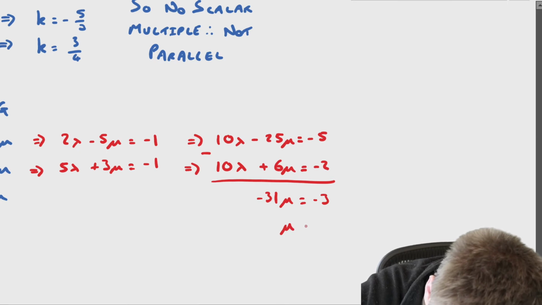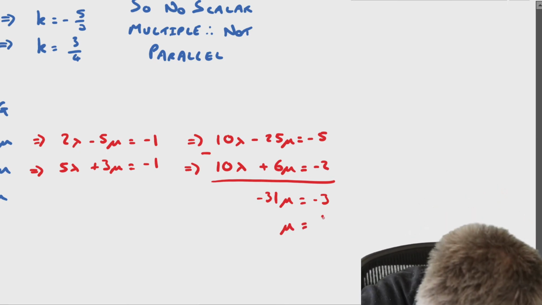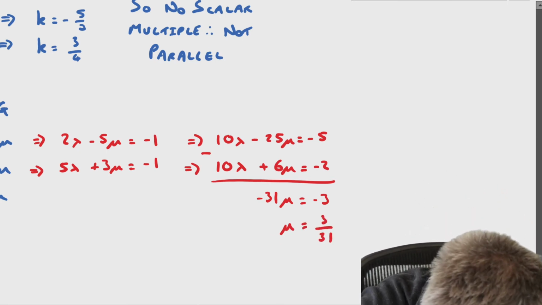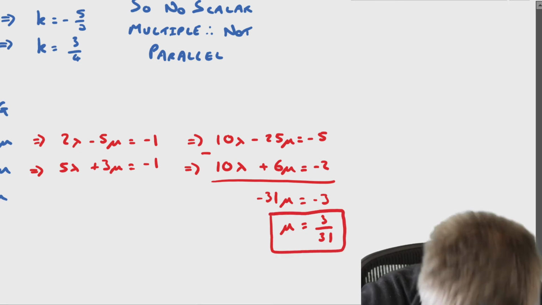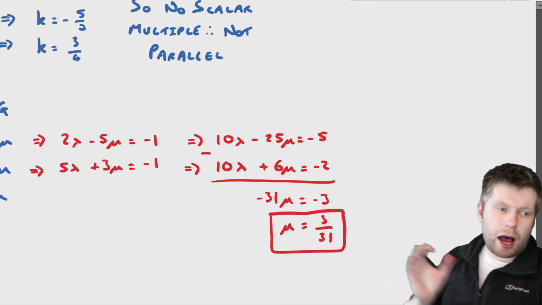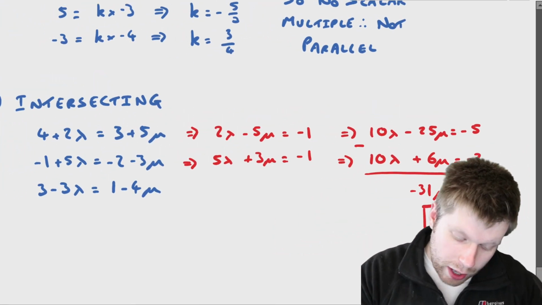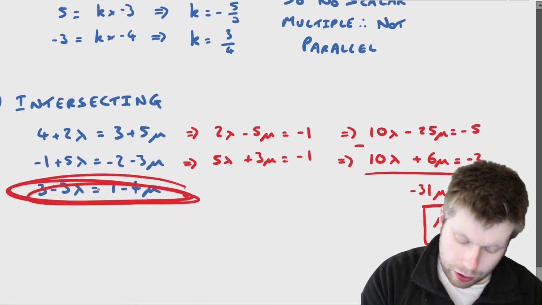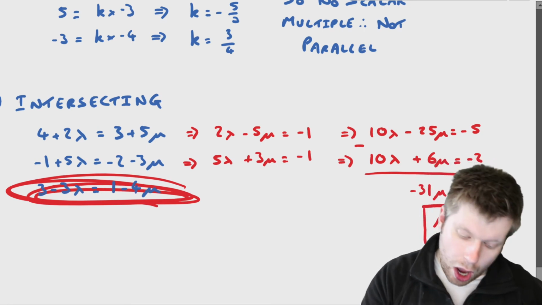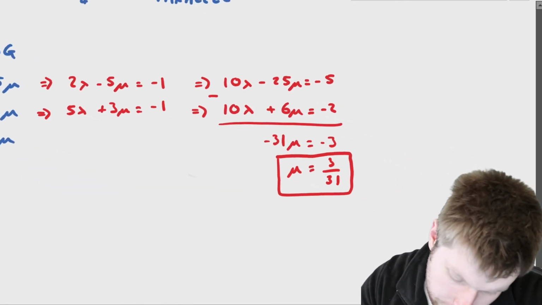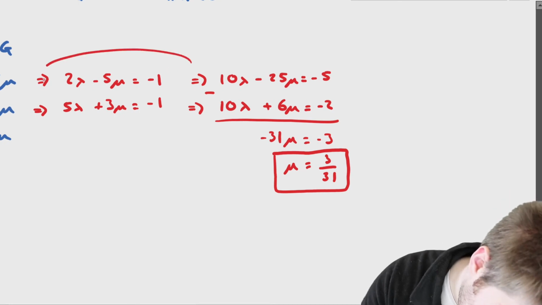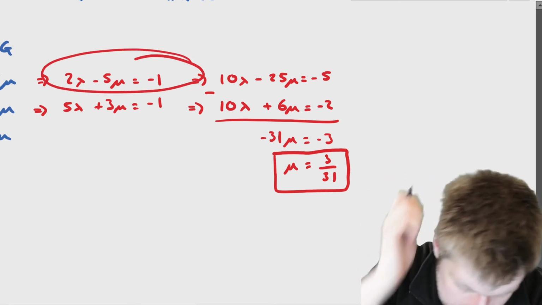Which means that the value of mu from those first 2 equations should be equal to 3 over 31. Okay? Now it's a bit awkward, but that's fine. If I just carry on going with this, I should be able to find lambda. So in order to find lambda, I'm going to be working with the top 2 equations. So don't go for the third one just yet. Rule that one out, okay? Only work with the top 2 equations. So in fact, I'm just going to use that one to see what lambda is equal to.